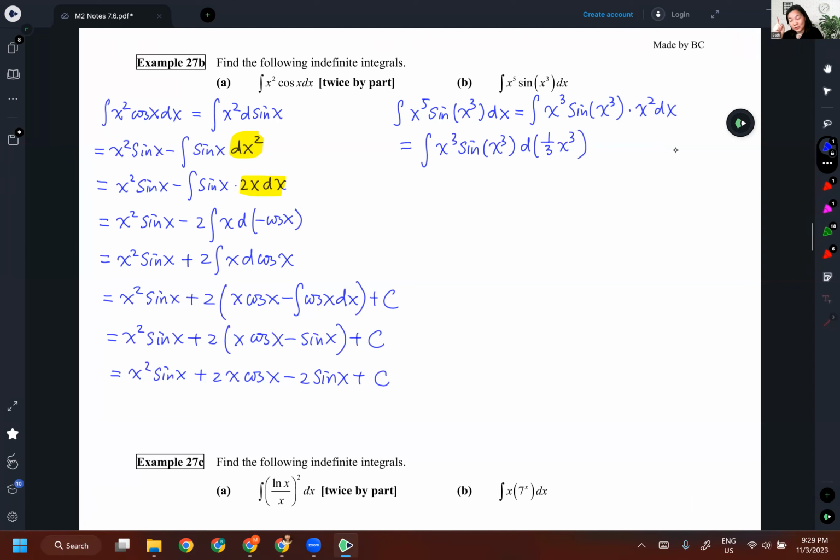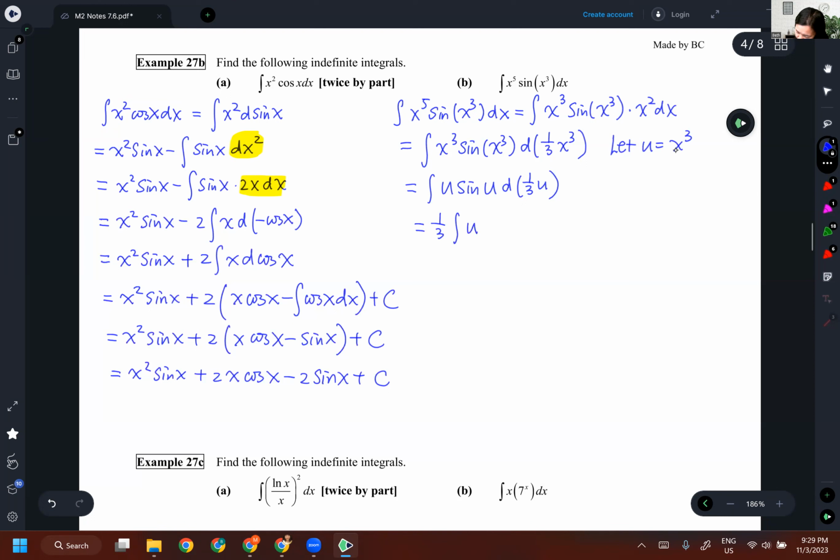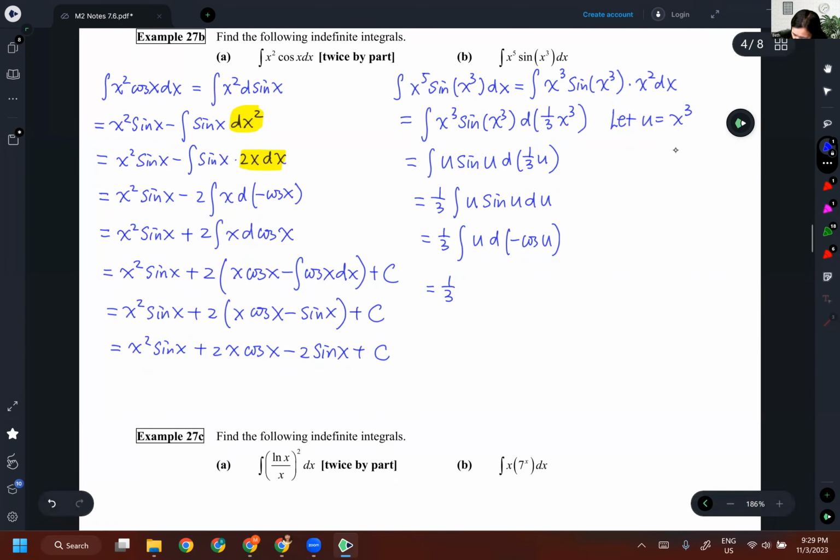And then of course I want to use another variable so the writing is less. You don't have to, but let u equal x cubed. u sine u d 1 over 3 u, and that is 1 over 3 u sine u du, that is 1 over 3 u d negative cosine u, and that is 1 over 3 bracket u times negative cosine u minus negative cosine u du.